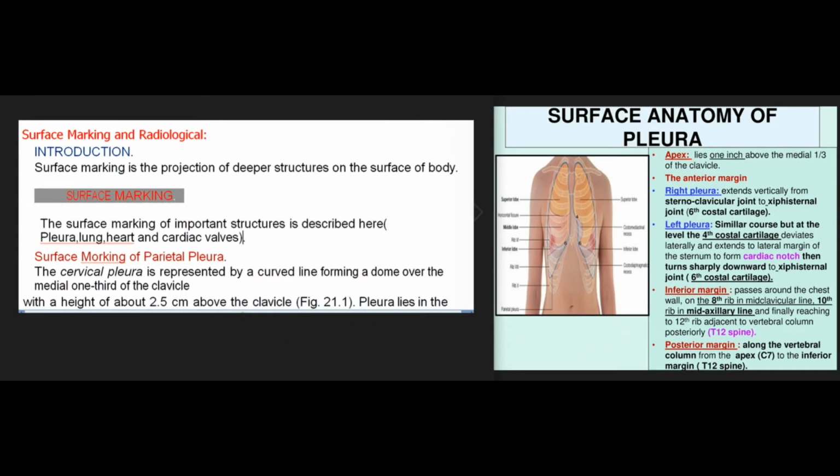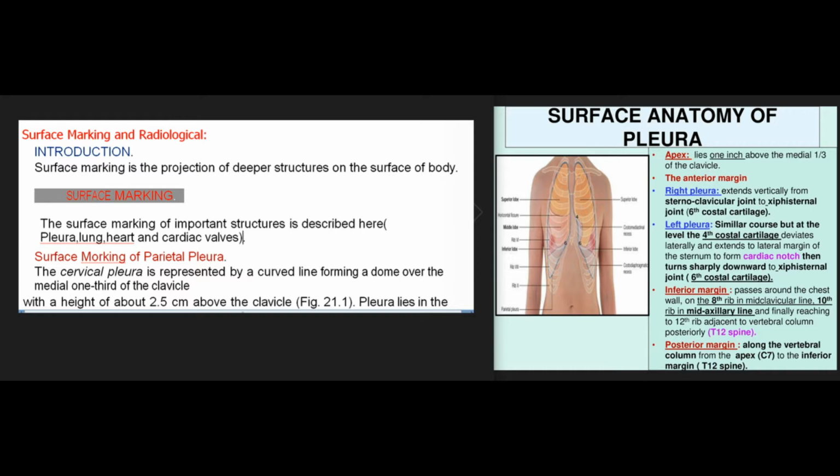Surface marking and radiological introduction. Surface marking is the projection of deeper structures on the surface of the body. The surface marking of important structures is described here: pleura, lung, heart, and cardiac valves. Surface marking of parietal pleura.